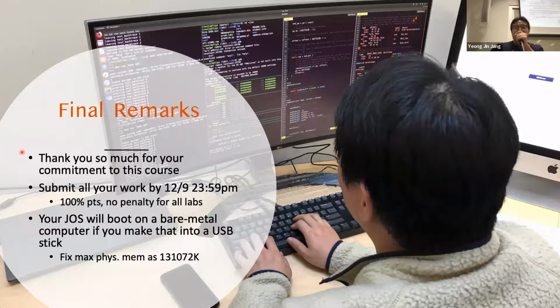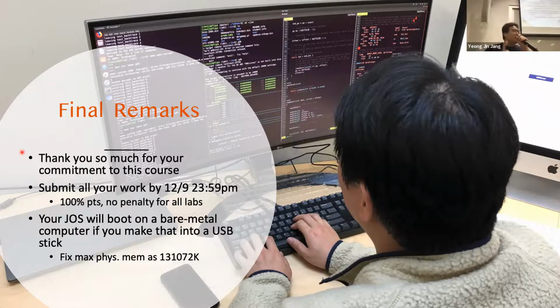Another thing is that our JOS is a real operating system. If you bake it onto a USB drive, you can actually boot it on your laptop. But the problem is that right now it is set as 32-bit, and your laptop has more than 4 GB of physical memory, so JOS might not handle that correctly. The npages and that kind of thing will overflow all the data structures that we have.